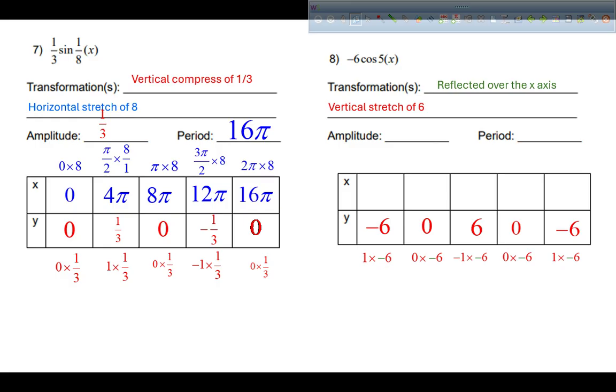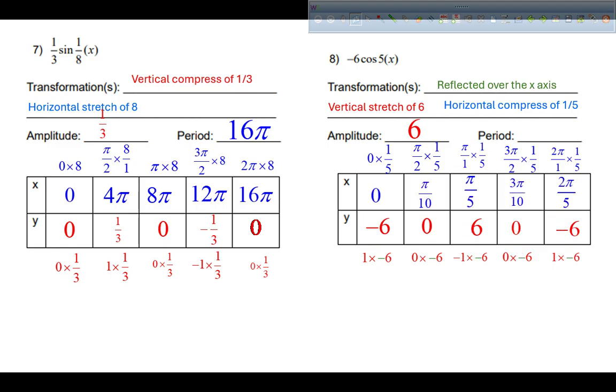For the x values, the 5x speeds the graph up. So instead of finishing at 2 pi, I'm going to finish quicker than that, so something less than 2 pi. So the values have to get smaller, and the only way to get the values smaller is to multiply them by a fraction. So this one is a horizontal compress. We're doing the reciprocal of the 5. So I'm multiplying all of the x values by 1/5. The period for this one is 2 pi over 5. That's how long it takes to get to the end there.